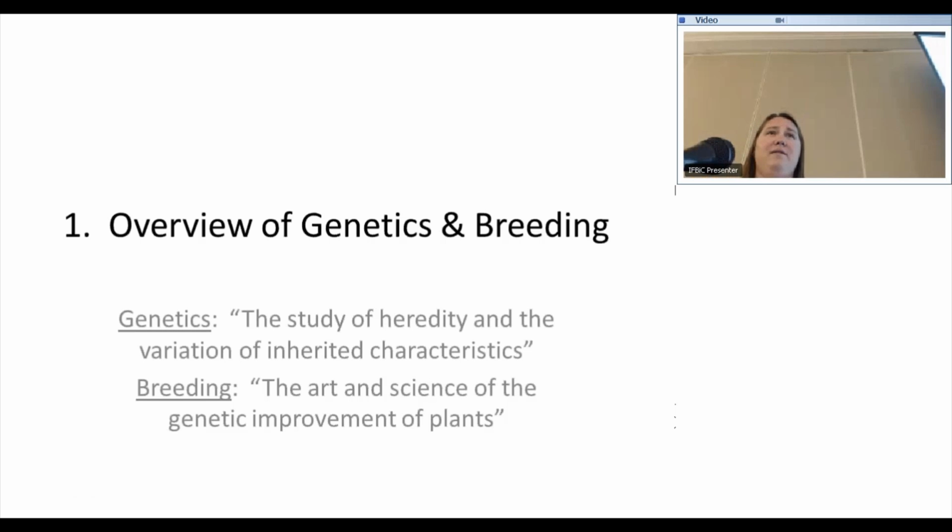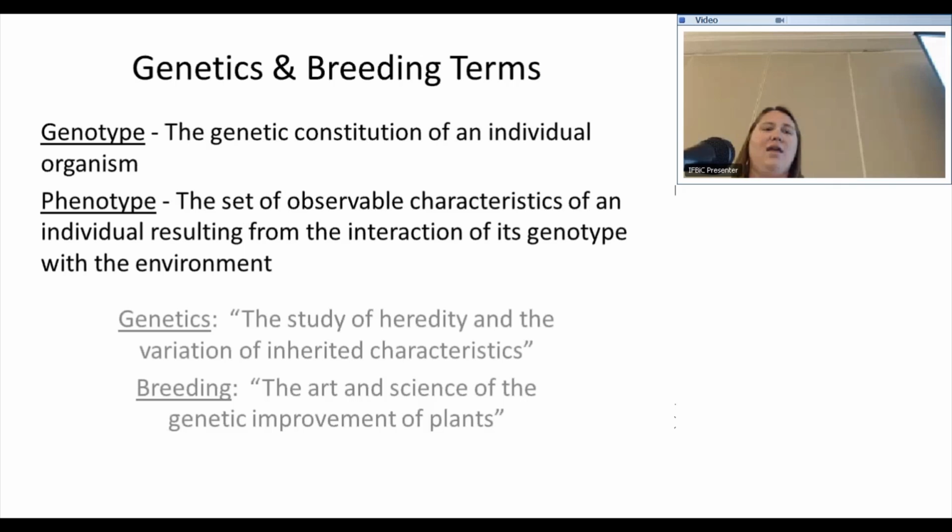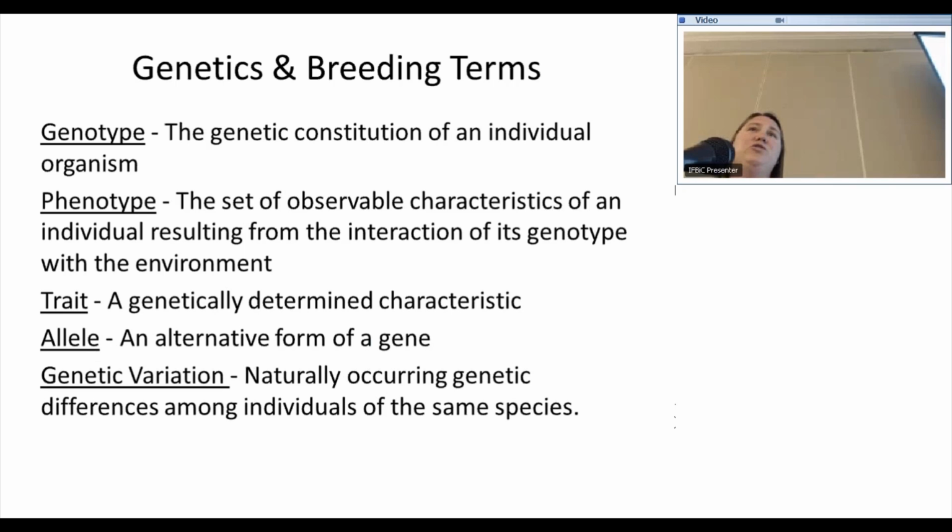So an overview for the genetics and breeding. We have a number of terms that I'd like to cover up front. Genetics is the study of the heredity and the variation of inherited characteristics. And breeding is the art and science of genetic improvement of plants. And so genetics and breeding are intimately related, but they're very distinct in a lot of different ways. The other terms that we need to address up front are genotype, phenotype, traits, allele, and genetic variation. And these definitions are up here.